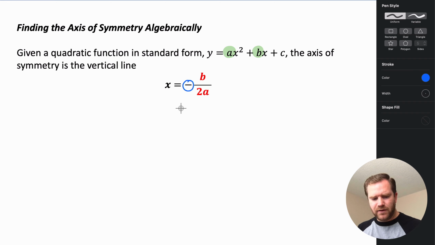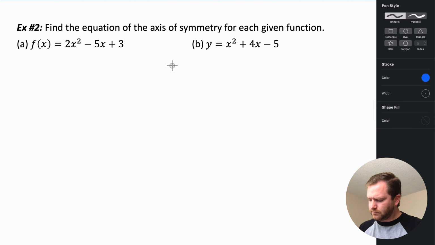Now this negative here really could go either on top or bottom, but generally we put it up here with the b. We just take the opposite value of b, and it makes things a little easier when trying to do this. So let's go ahead and try a couple of these. We want to find the equation for the axis of symmetry for these two functions. Remember, this is just function notation. It really just means y. So that shouldn't really throw us off too much.